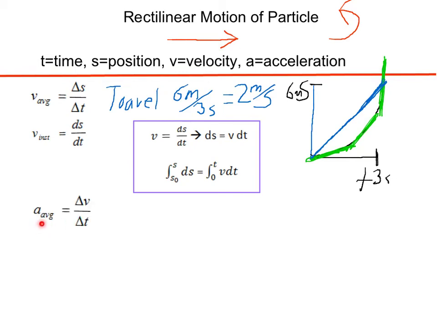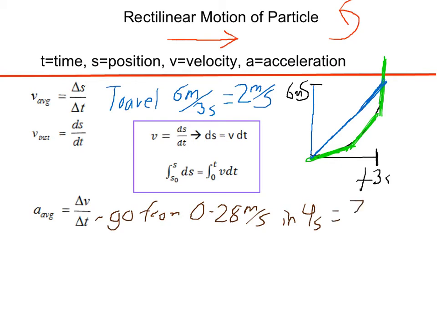Next we have our average acceleration, which equals our change in velocity over change in time. So let's say you go from 0 to 28 meters per second. That's pretty close to 0 to 60 in a car in 4 seconds. Well then your average acceleration was 7 meters per second squared. And the instantaneous acceleration equals the instantaneous change in velocity with respect to time.